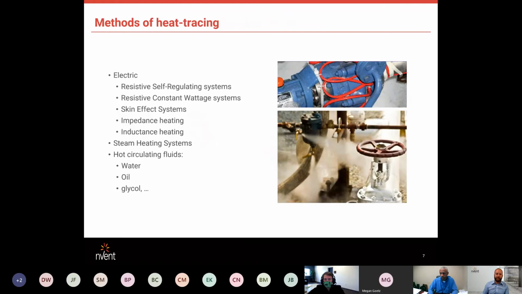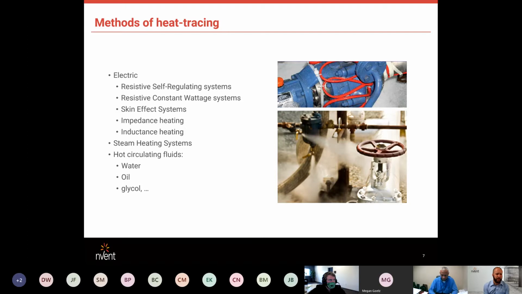So, methods of heat tracing. There are a handful of technologies. Actually, there's more than that. There's a bunch of technologies out there to heat trace piping. It can be from circulating fluids with jacketed piping, even with external tubing, similar to steam tracing. There's electric tracing. There's impedance, inductance heating, skin effect systems. All different types of applications.